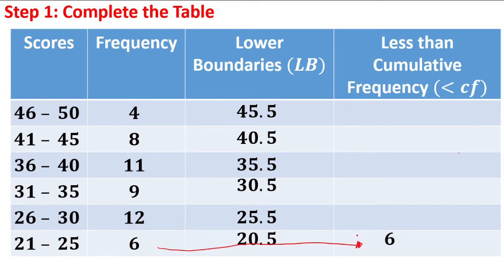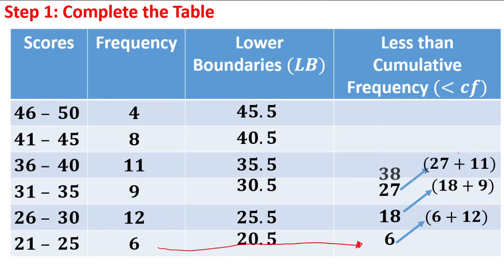Okay, next. How do we get the next data in the given table? So that is just simply cumulative frequency. So cumulative, you're just simply going to add the frequency of the preceding to the succeeding. So that is just simply 6 plus 12, that is equal to 18. And then we have 18 plus 9 is 27. And then 27 plus 11, 38. And then we have 38 plus 8, that is 46. And 46 plus 4, that is equal to 50.